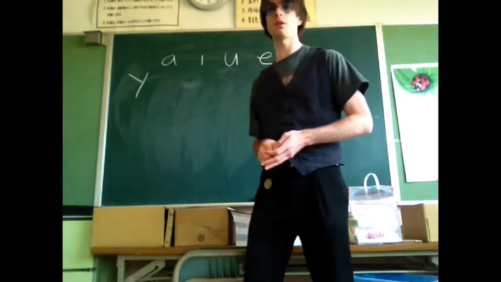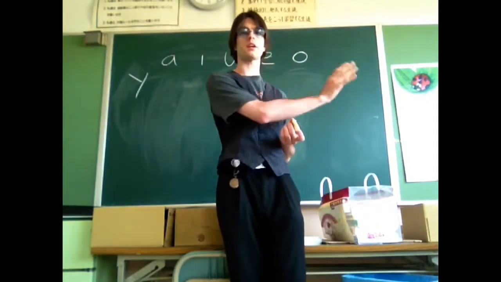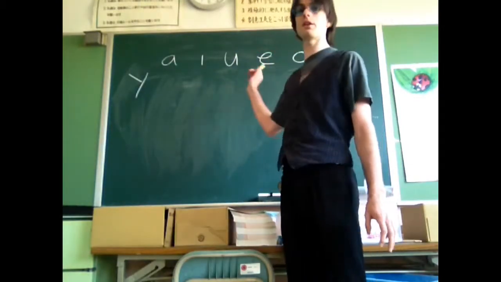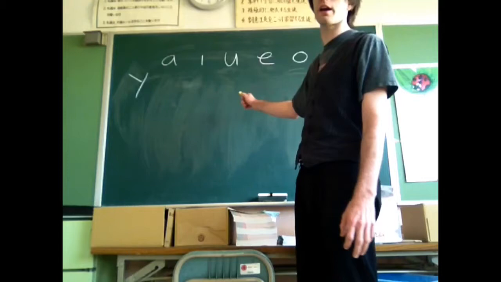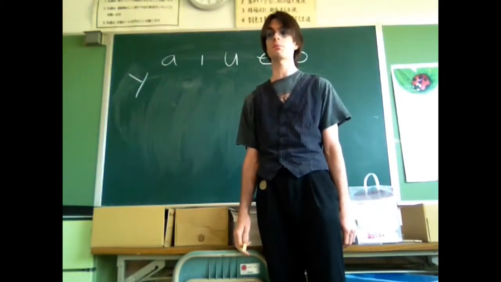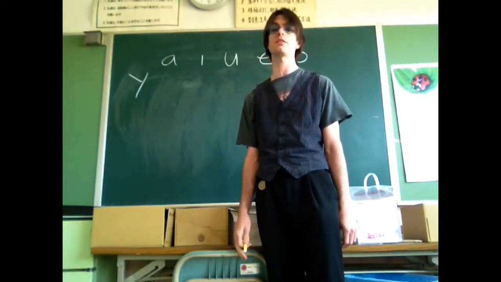Alright, the Y row. The Y row is going to be interesting because it's the first row that doesn't have all of the characters in it. There is a ya, a yu, and a yo, but there is no yi and there is no ye. Technically, historically, yes there is, but they have not been used for like 100 years or something like that. There are no words in modern Japanese that use them.